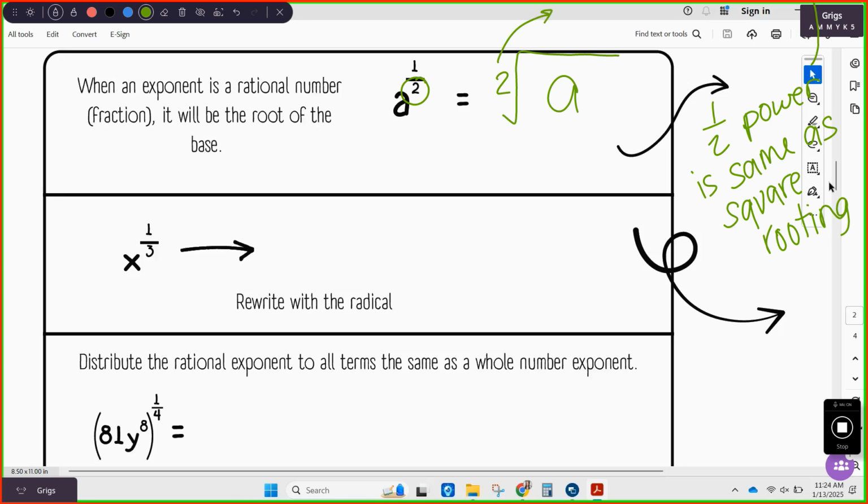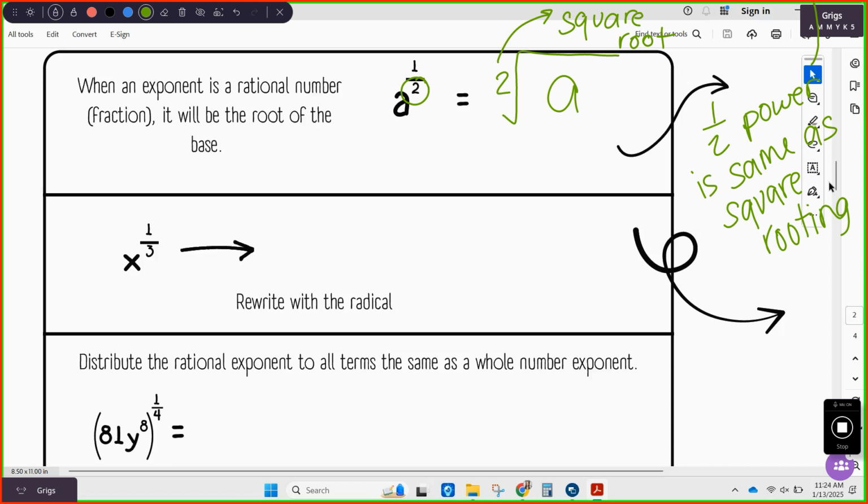So when I have a 2 outside, if it's a 2, that means just to square root it. So I don't have to put that in my calculator because that square root symbol essentially does the same thing. But in our brain, just so we are aware, anytime we put a number outside, a 2 would mean we're square rooting something.